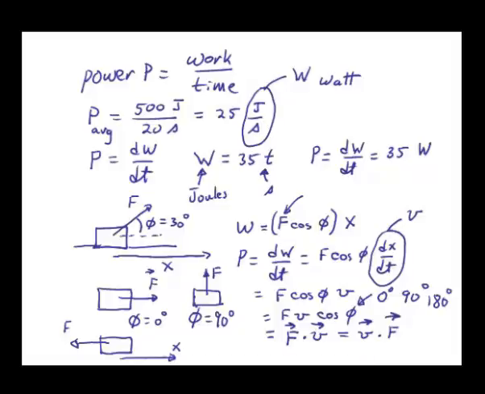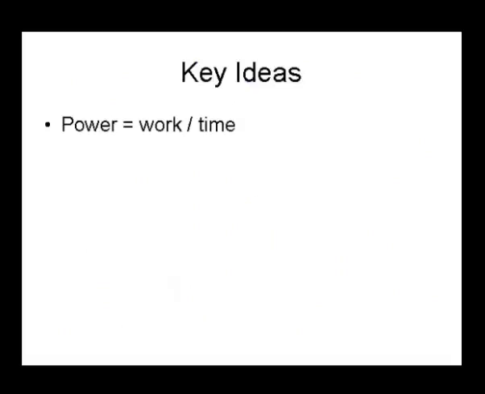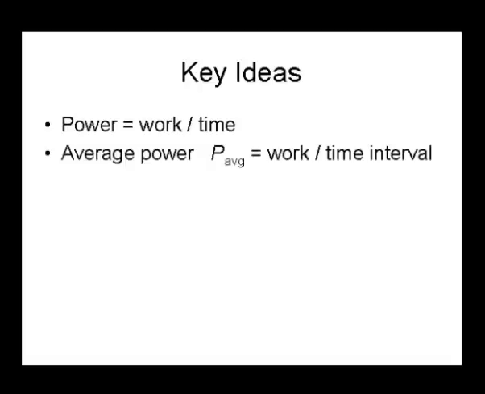Let's do a little quick summary of ideas here. Power is the ratio of work to time. Average power, you're averaging the amount of work being done over a time interval, 30 seconds, an hour, a day, something like that. But you could be worried about the power at a given instant, instantaneous power. That's the rate at which work is being done just then.